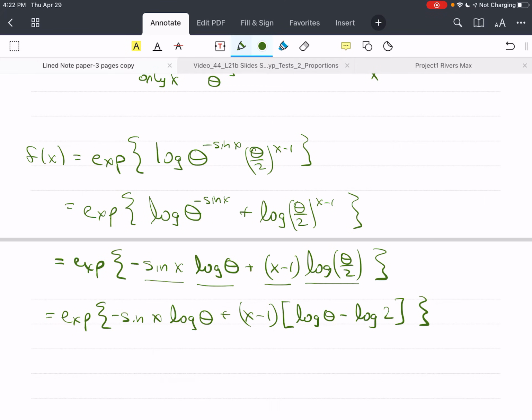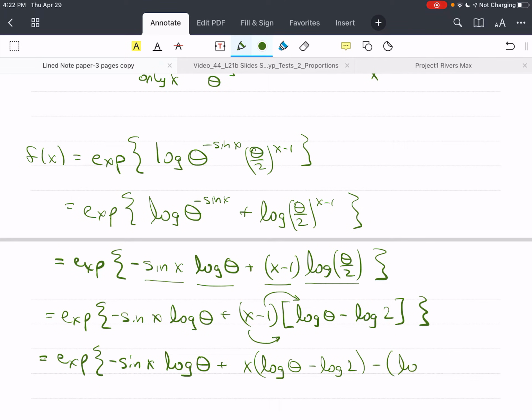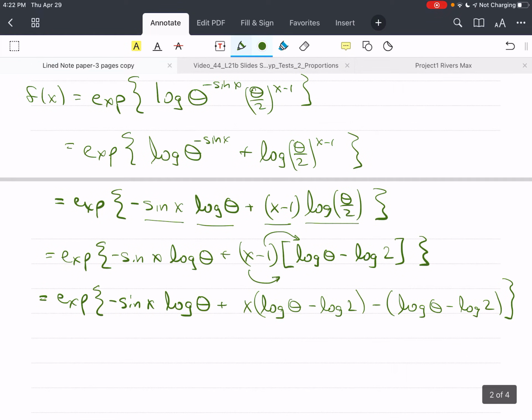Okay? And see if I can write it in the right format, because you can't always write it in the right format to be an exponential distribution. So I'm going to distribute x across here, and then I'm going to distribute -1 across here. And so this is going to be x log(theta minus log 2) minus 1 times log(theta minus log 2). I encourage you to use your parentheses and not be careless and make a mistake, because it will really cost you some points.